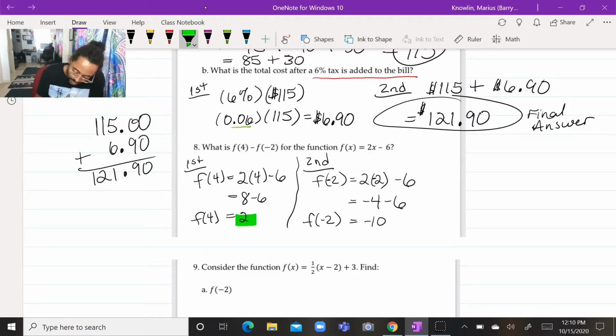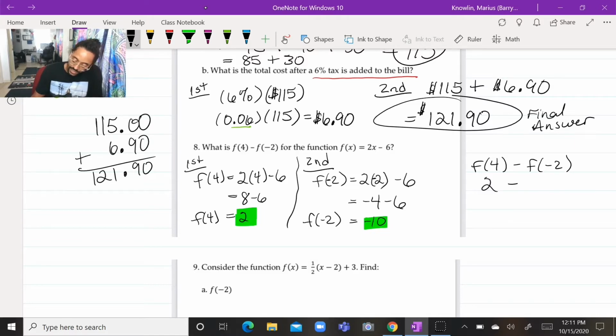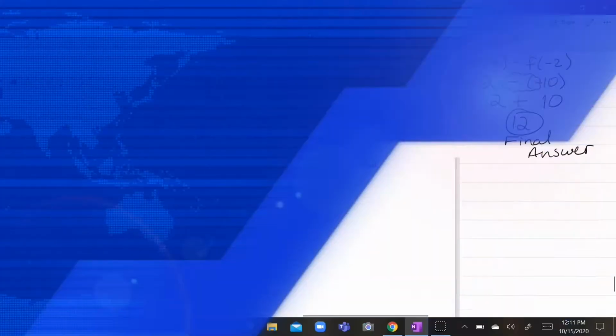Now I want to take both of these numbers and subtract them, because the problem originally says f of 4 minus f of negative 2. So f of 4 is positive 2 minus f of negative 2, which is negative 10. And when we have this type of situation, those are double negatives. We change that to a positive and bring the numbers down. So that really says 2 minus negative 10 really says 2 plus 10, which is 12. Final answer, okay? Number 9.